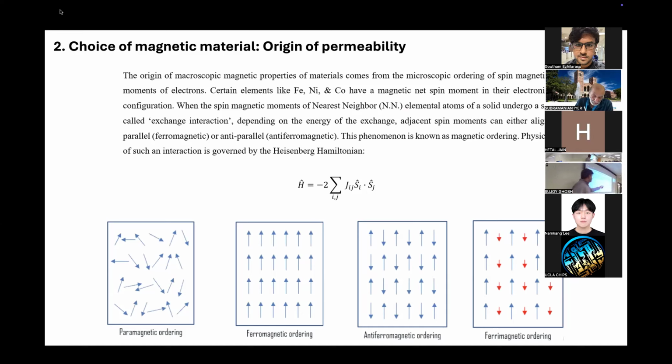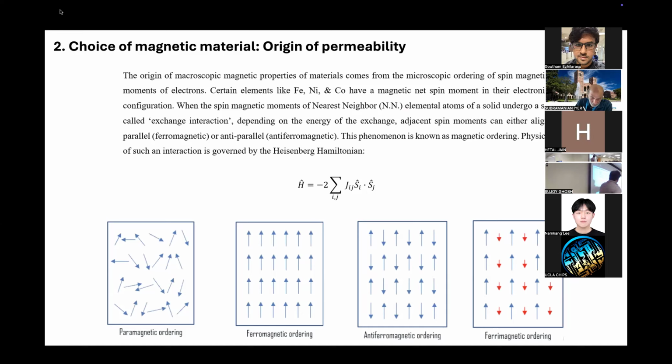So if Jij is positive, so if the exchange integral is greater than 0, what that means is that if Si and Sj are in the same direction, right? And if Jij is greater than 0, then the overall term is positive. And because the Hamiltonian has a negative sign, that means the overall energy is reduced, correct? So if your exchange integral is positive, then you have two spins trying to align in parallel with each other. And then you get so-called ferromagnetic order.